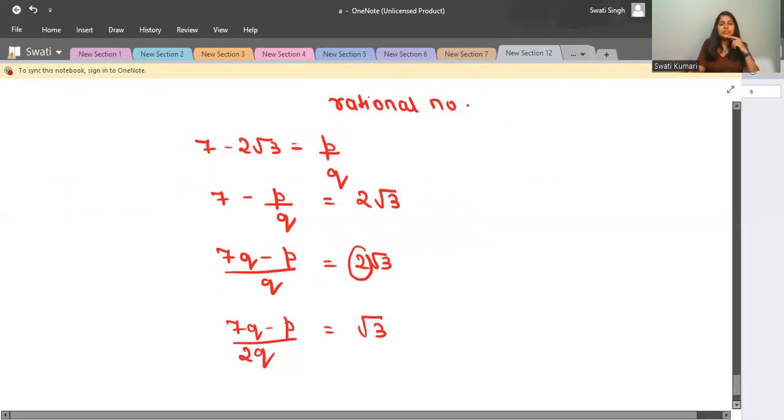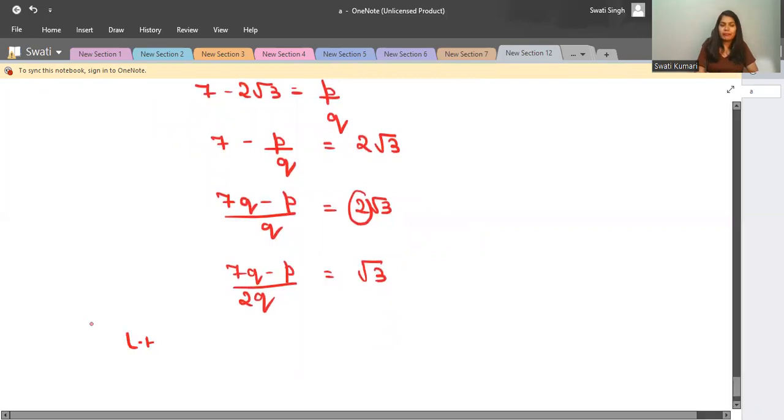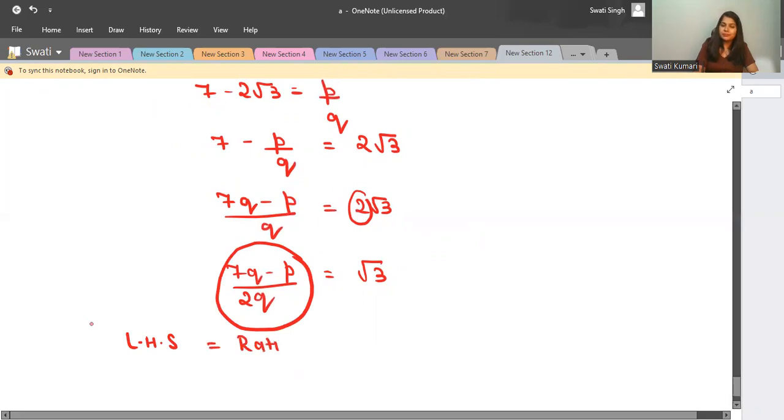Now, can you notice one thing here? On the left-hand side, you have 7Q minus P, which is absolutely an integer. You have 2Q in the denominator, which is absolutely an integer. That means, what is this whole together? This is nothing but a rational number. Absolutely, this is a rational number.